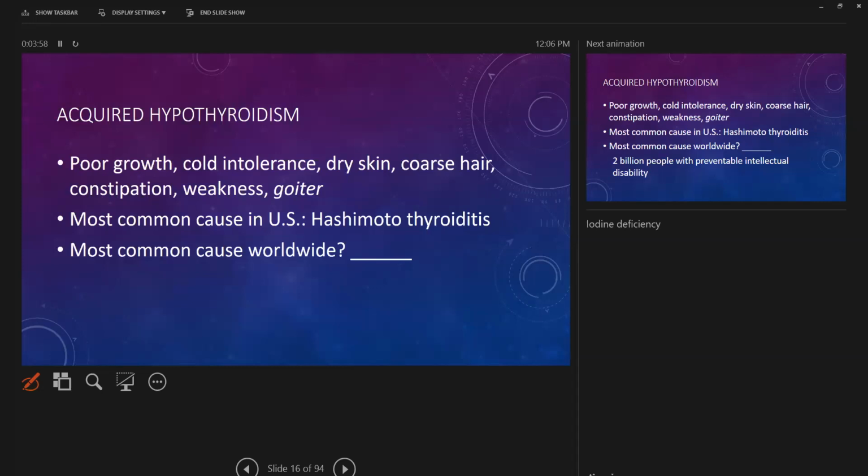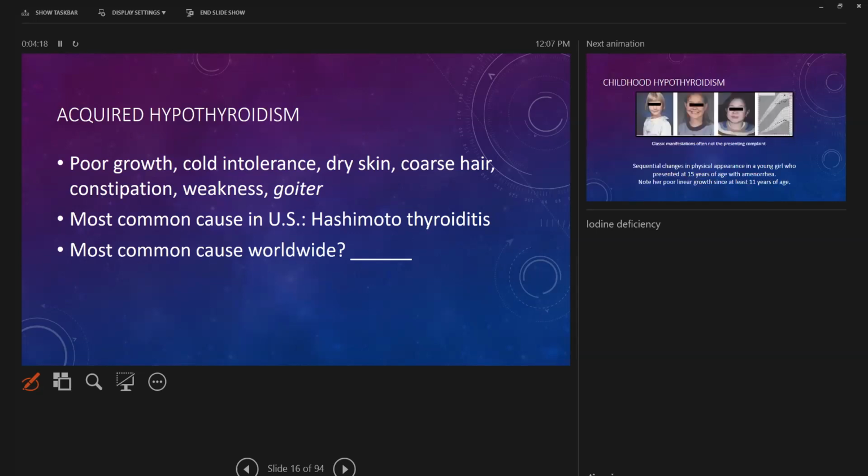Acquired hypothyroidism, so the symptoms would be poor growth, cold intolerance, dry skin, coarse hair, constipation, weakness, and goiter. Most common in the US for this particular acquired deficiency is Hashimoto's thyroiditis. Most common worldwide would be iodine deficiency. 2 billion people with preventable intellectual disabilities are prevalent worldwide.